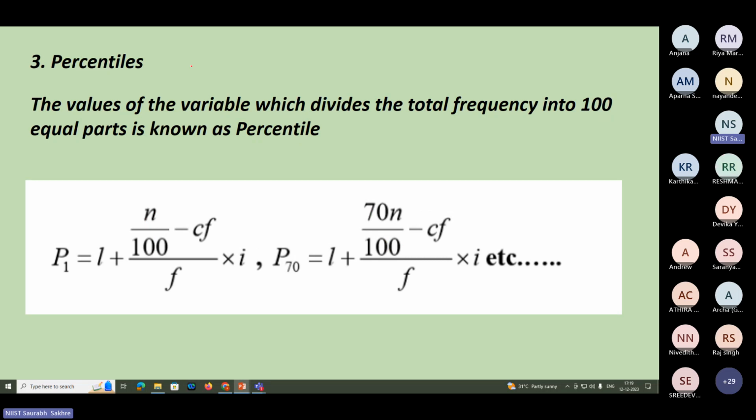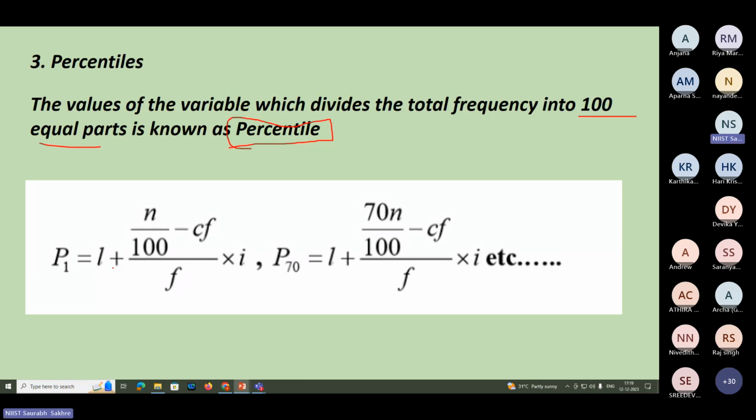The third one is percentiles. As you know, cent means 100. So the values of the variable which divide the total frequency into 100 equal parts are known as percentiles. You would have heard by now that in the GATE exam my percentile was this and this. So that is what a percentile is.